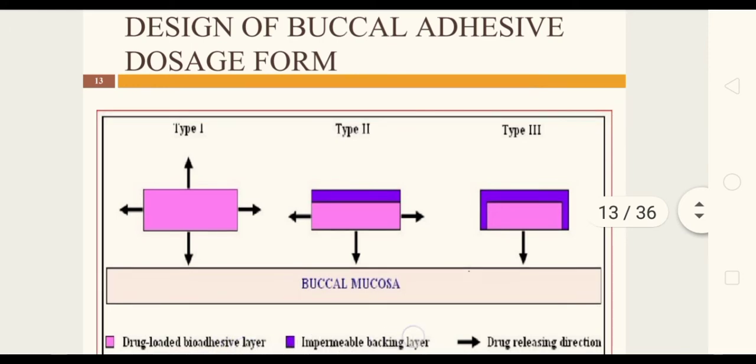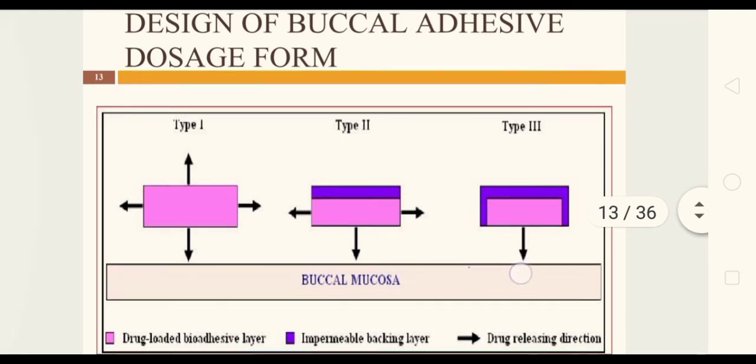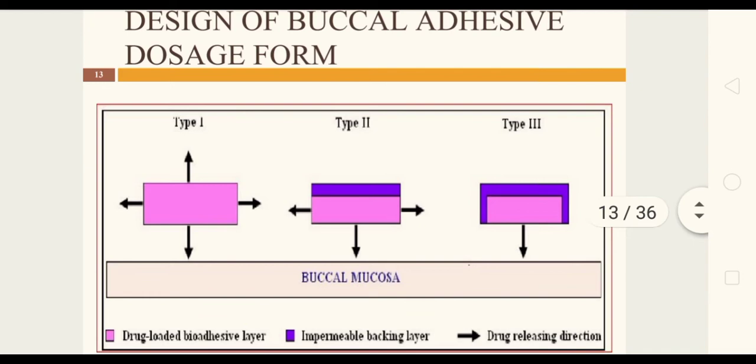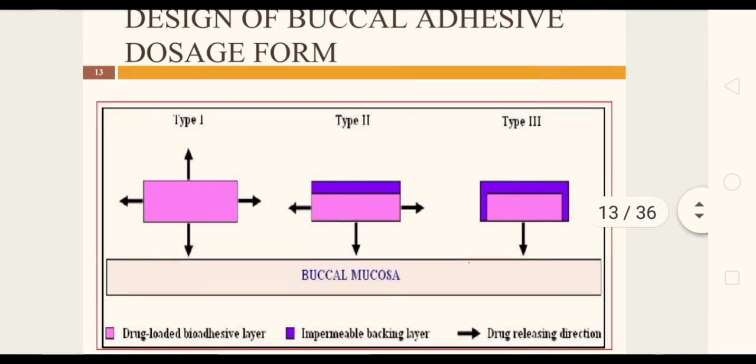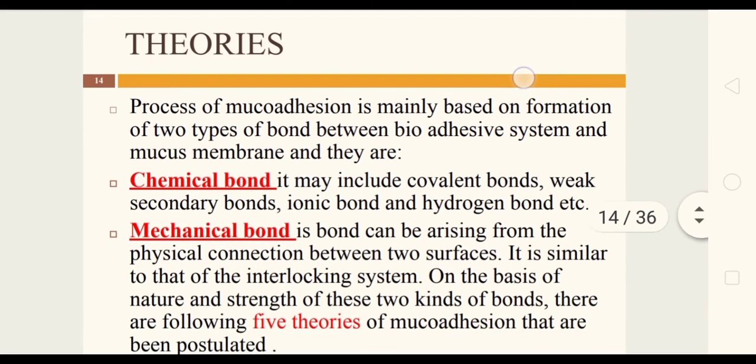In type 1, the drug is loaded in the mucoadhesive layer and the drug is movable in all directions. While in type 2, there is movement along only 3 directions. Why? Because of the presence of this backing membrane which inhibits the movement in one direction. And in type 3, the movement is inhibited in 3 directions.